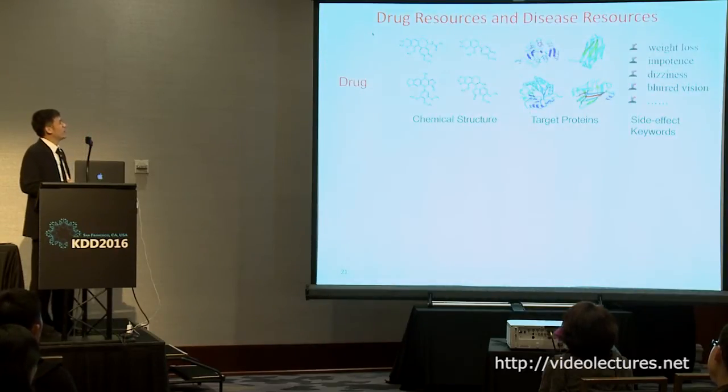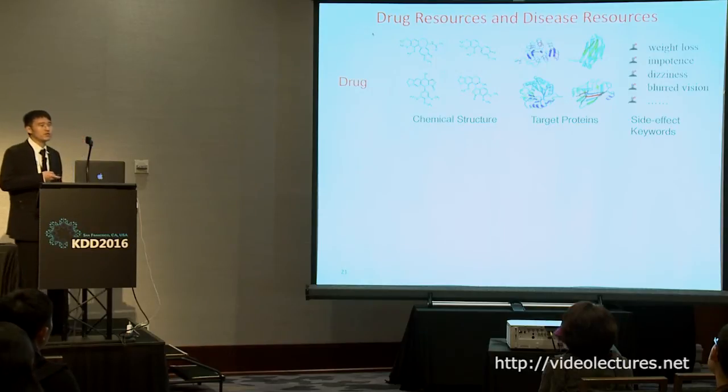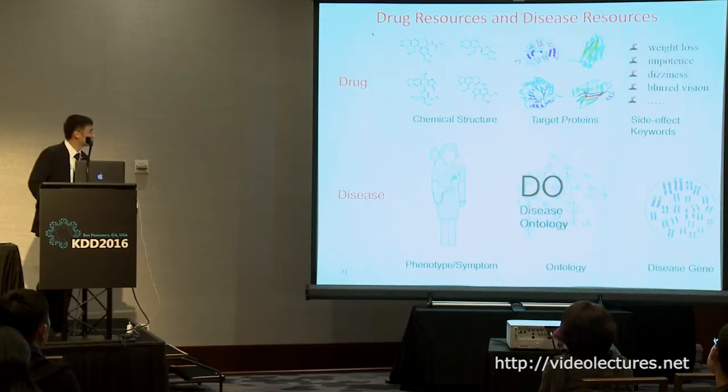They have a lot of ways to measure drug similarity, as Fei introduced before. Each drug has chemical structure information. The drug also has protein targets. And from the drug label, we know some existing market drugs have side effect keywords.